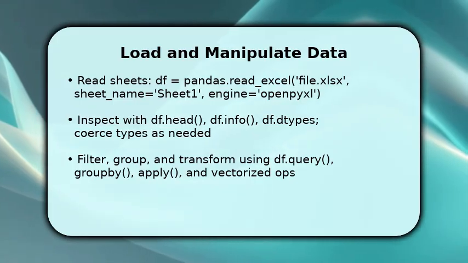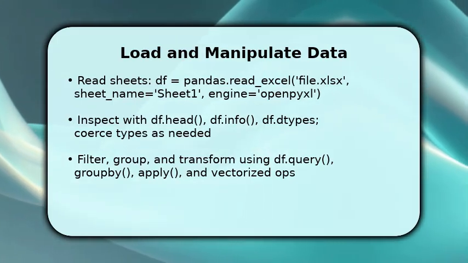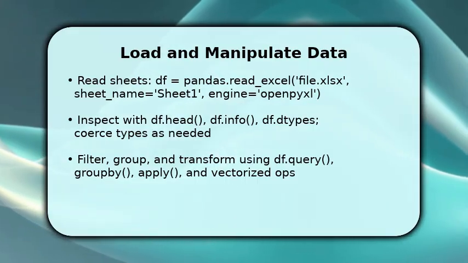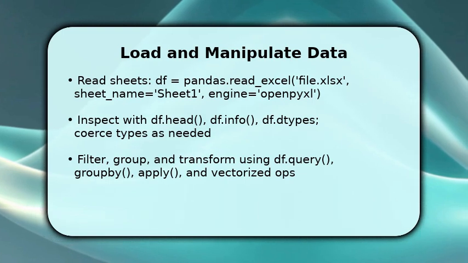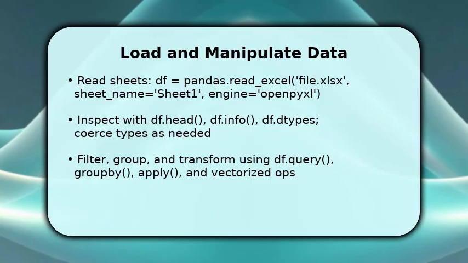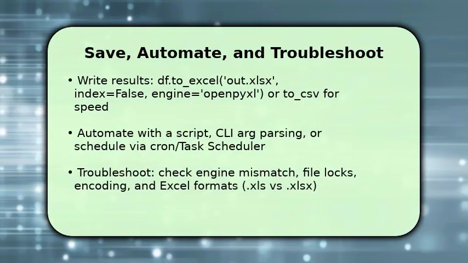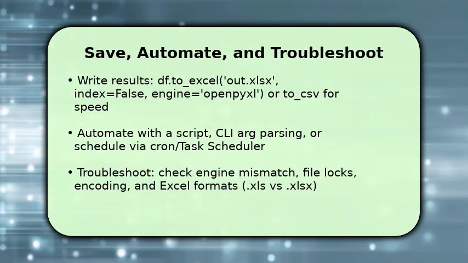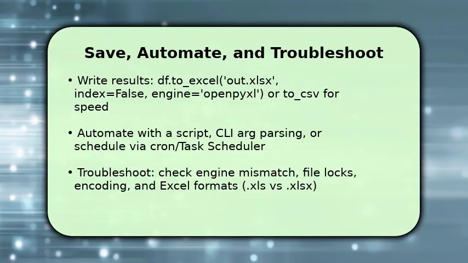After that, perform filtering, grouping, and column transformations with vectorized operations or df.apply for custom functions. Make sure to test changes on a subset to confirm. Finish by writing clean data back to Excel or a faster CSV depending on needs. Use df.to_excel with engine equals openpyxl and index equals false to avoid extra columns.